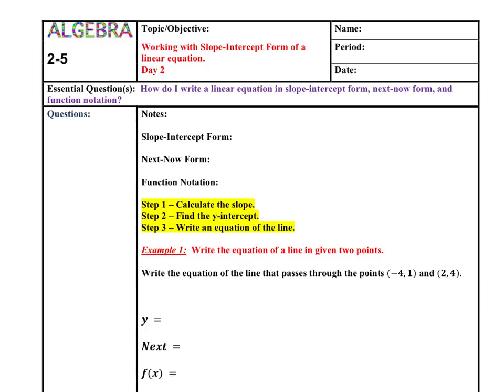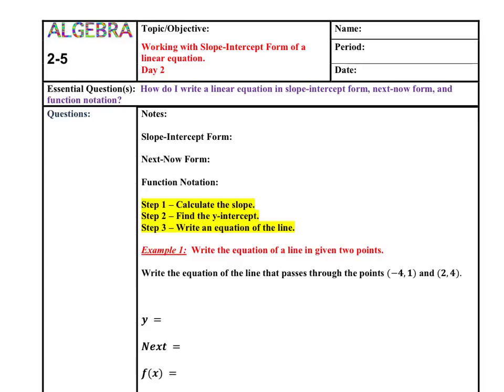Today we're learning about slope-intercept form of a linear equation again. This is day 2, so we're going to start to get a little bit more complicated today. Yesterday we learned the basics, moving on for today. Let's first review the 3 types of forms we talked about yesterday with slope-intercept form.